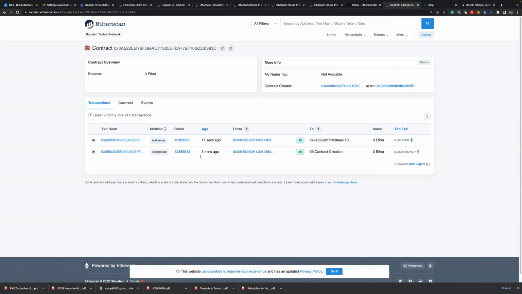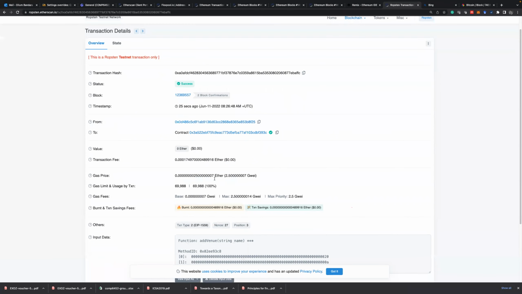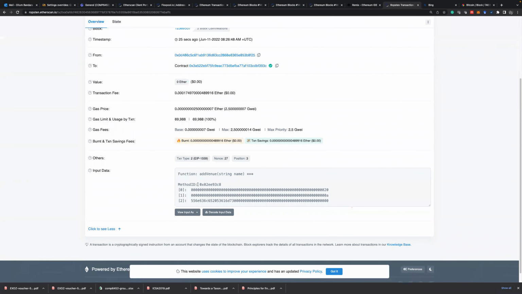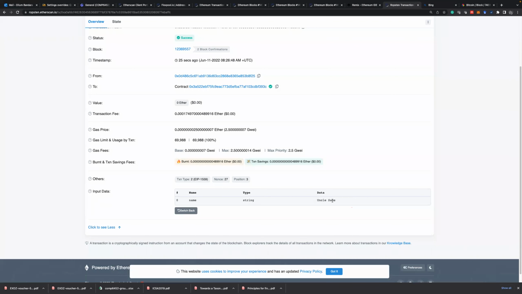Yep. So I was able to add a new venue using a new transaction, and there are a few additional details here, but the more important thing is essentially this is what I sent. I call this function with a certain input, and if I decode that, it should tell me Uncle Sam.